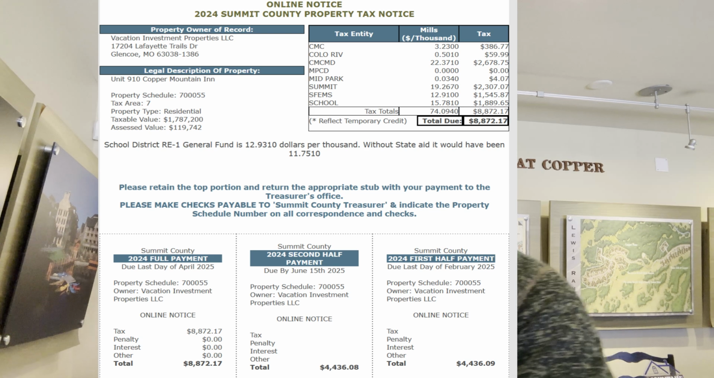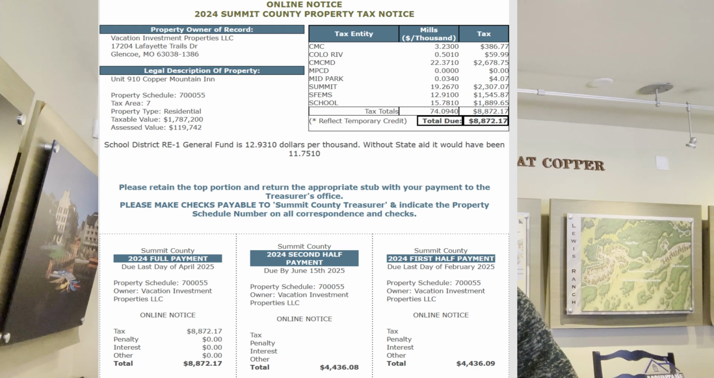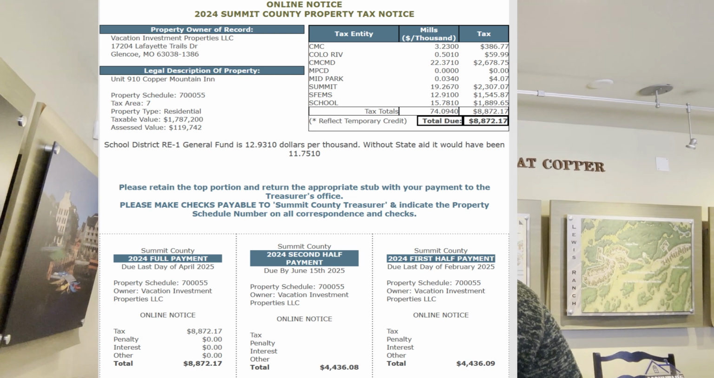Property type, residential. Most properties we deal with here at Real Estate at Copper are residential properties. That property type can affect what your assessment rate is. If you're a commercial vacant land, if it's your personal property bill, your taxable value is going to be assessed at a different rate, which means that your assessed value could come out differently.